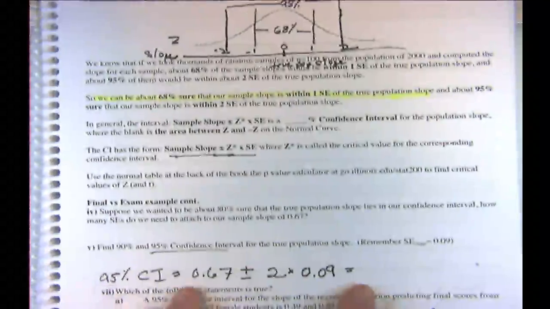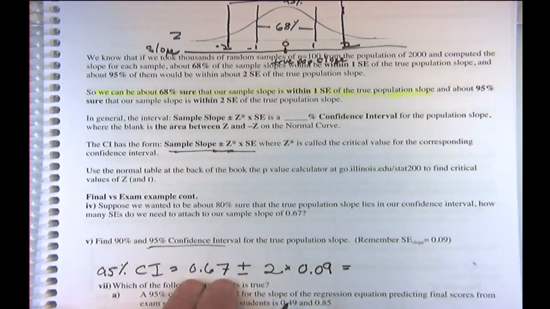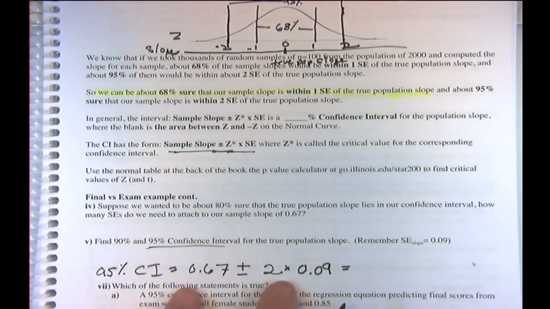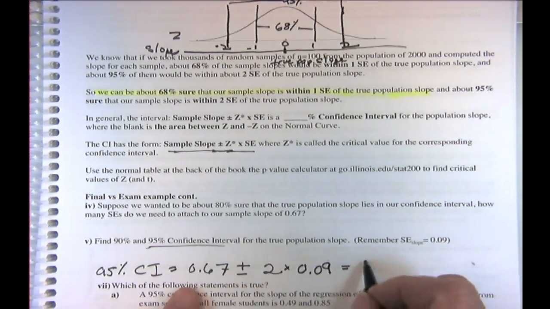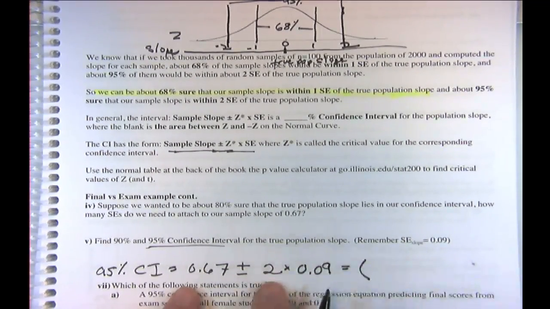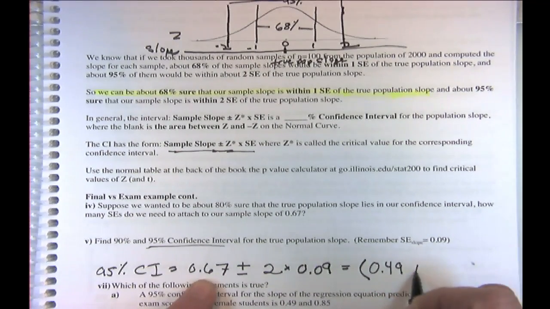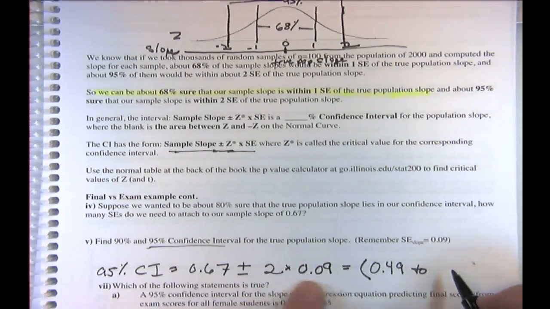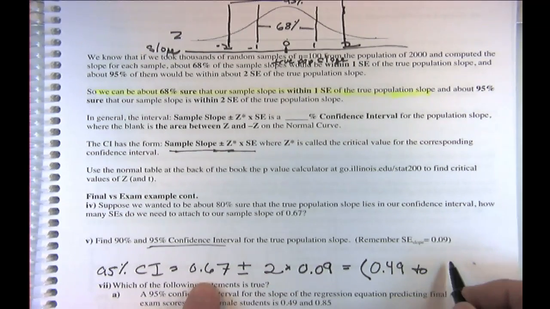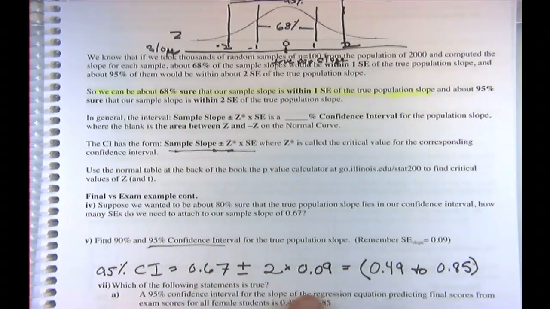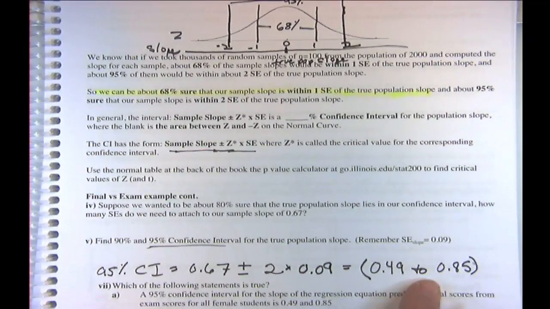So in other words, we take 0.67, and we subtract 2 standard errors, and that will give us our lower limit. So 2 times that is what? 0.18. We subtract it from that, and that's our lower limit. And then for our upper limit, we add 0.18. So our upper limit will be 0.85. And we say we're 95% sure the true population lies in that interval.